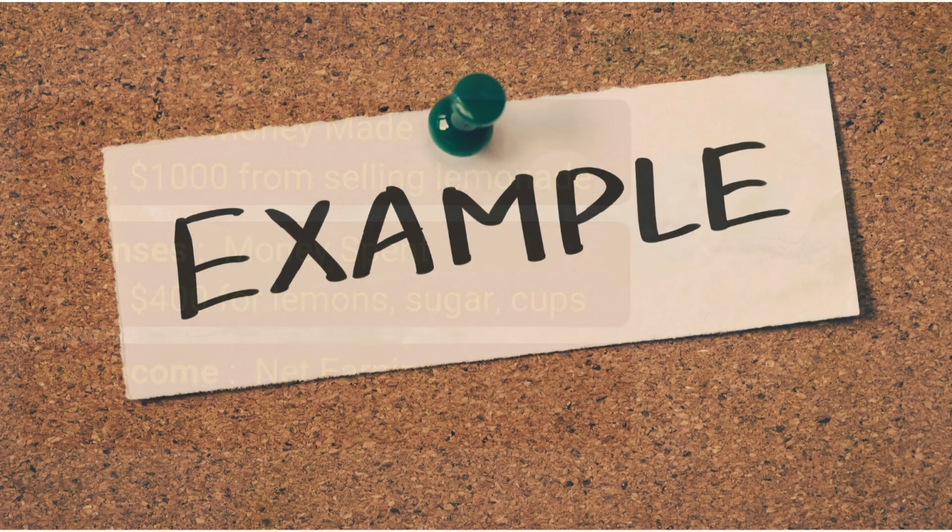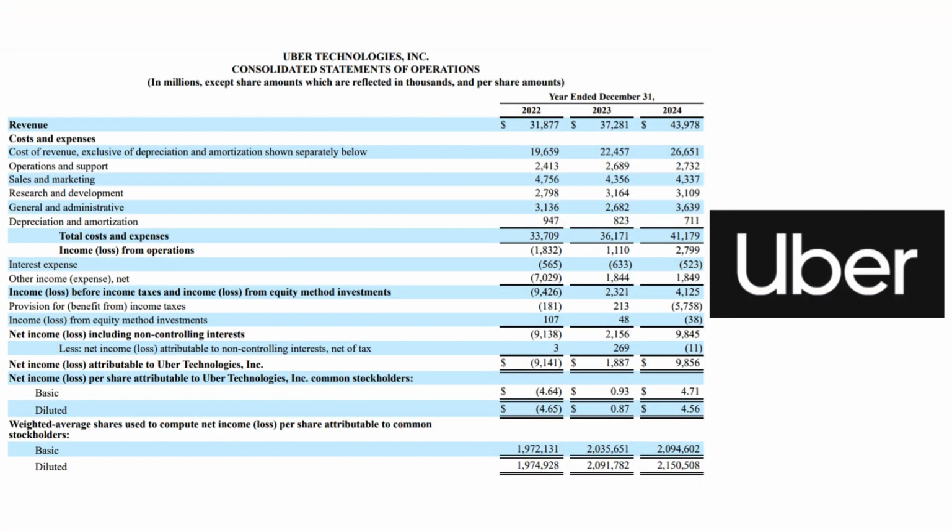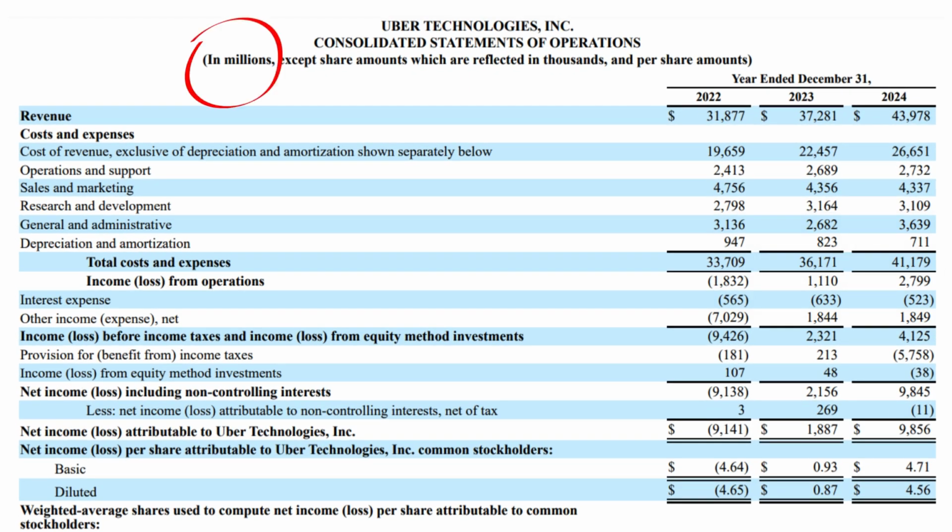Let's look at a real example of Uber's income statement. The numbers are in millions. Data is provided for 3 years, 2022, 2023, and 2024. We see that revenue is noted at the top. In 2022, revenue was $31.8 billion. In 2024, it went up to $43.9 billion.